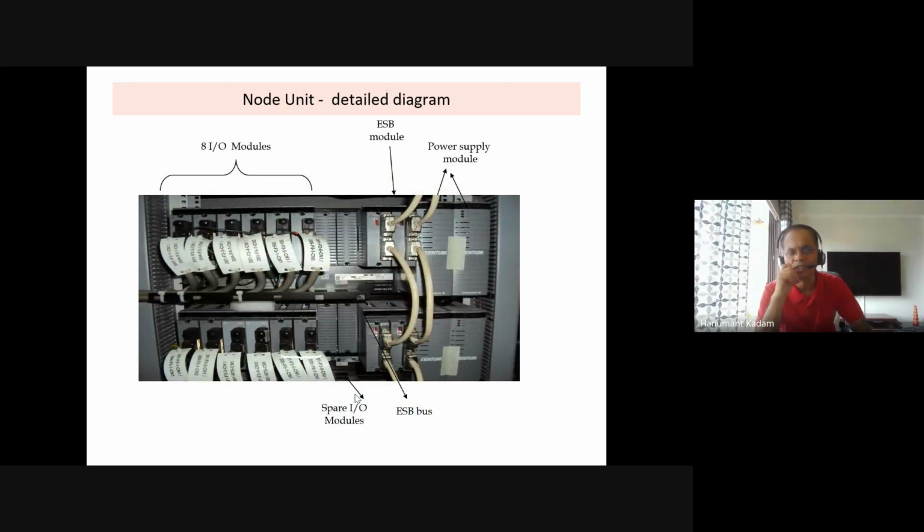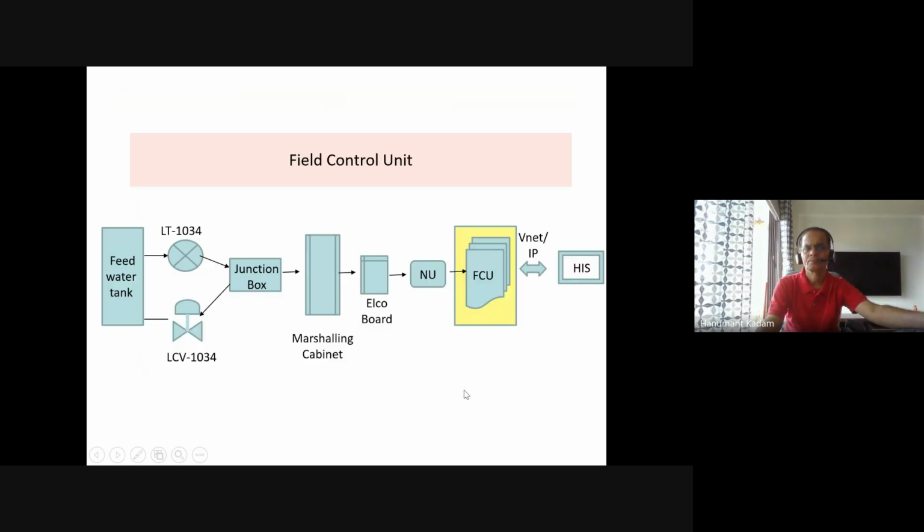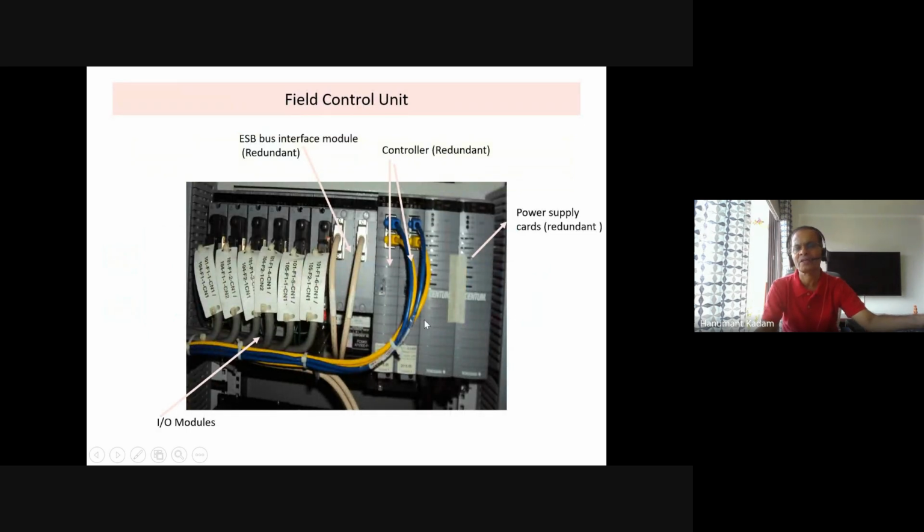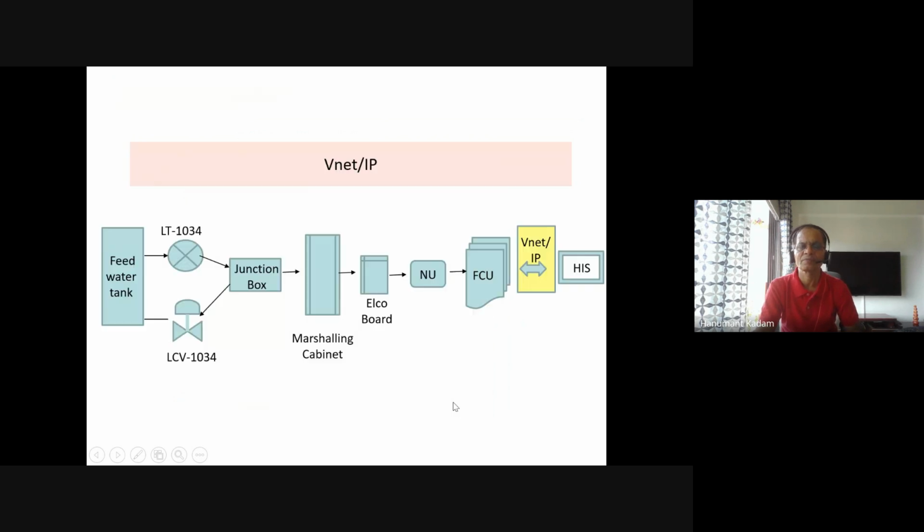So actual detail diagram you can see here. Power supplies, ESB modules, how it is nested, it is coming from top, then going like this, like this. ESB bus connectors. These are two spare IO modules. These are spares, and remaining it is 8 IO modules. And then FCU unit, main unit, CPU unit. So main rack is FCU, where two power supply redundant, controller redundant, ESB and IOs.